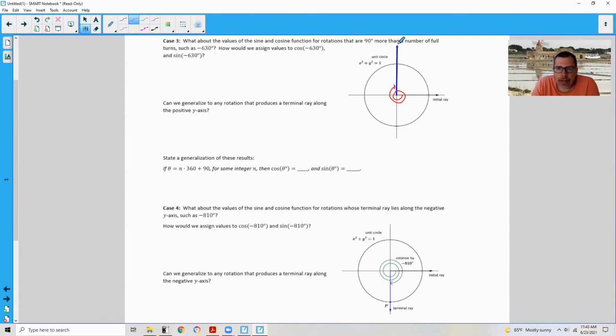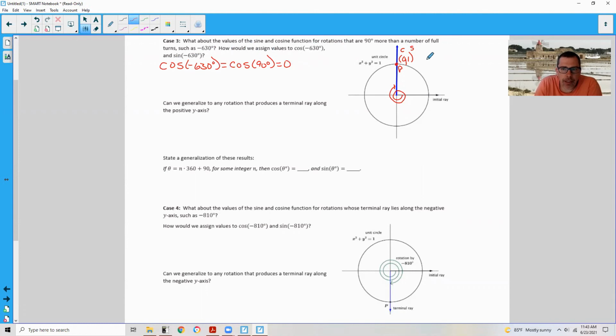And we are now at 90 degrees. So we would say, well, what is this? We went over 0 and up 1, which is my radius. So it's the point (0, 1) is my P. So what we would say is cosine of negative 630 degrees equals the cosine of 90 degrees, which equals 0.